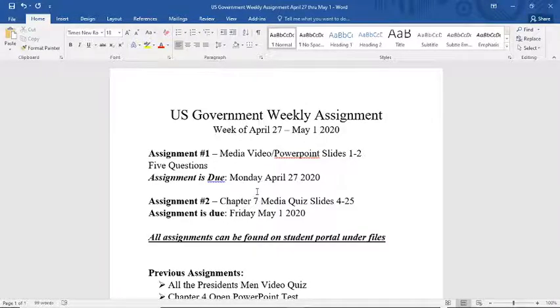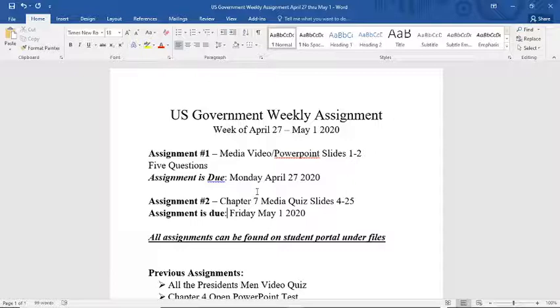You have a second assignment due this week. It is a Chapter 7 media quiz on slides 4 through 25. That assignment is due Friday, May the 1st. So, Chapter 7 media quiz, slides 4 through 25. There are 10 fill-in-the-blank questions and 10 true-false questions on that quiz. So make sure you're looking at the PowerPoint slides. It will follow the order of the PowerPoint.